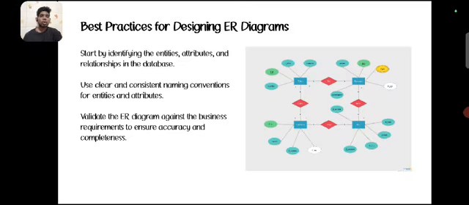Best practices for designing ER diagrams. Start by identifying the entities, attributes, and relationships in the database. Use clear and consistent naming conventions for entities and attributes. Validate the ER diagram against the business requirements to ensure accuracy and completeness.